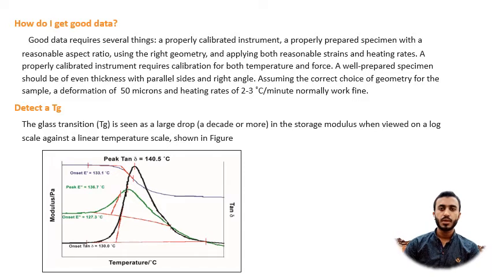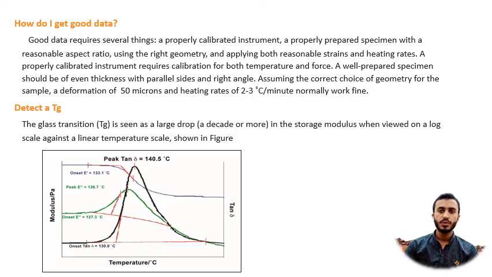Good data requires several things: a properly calibrated instrument, a properly prepared specimen with reasonable aspect ratio, using the right geometry, and applying both reasonable strain and heating rates. A properly calibrated instrument requires calibration of both temperature and force. A well prepared specimen should be of even thickness with parallel sides and right angles. Assuming the correct choice of geometry for the sample, a deformation of 50 microns and a heating rate of 2 to 3 degrees centigrade per minute are normally fine.